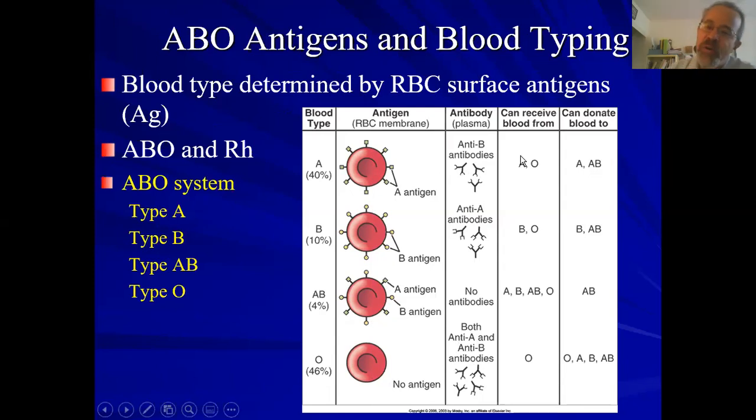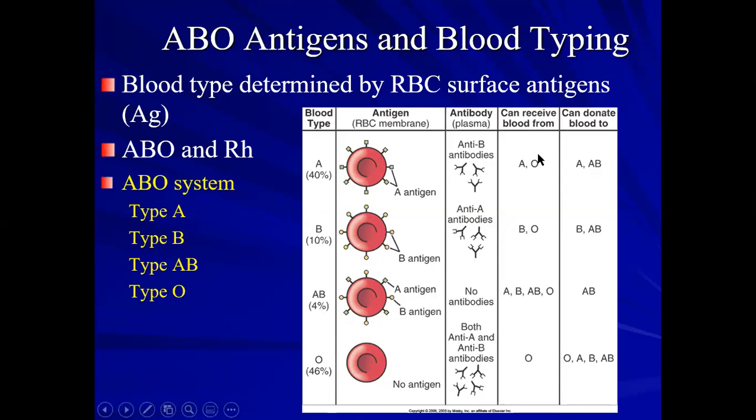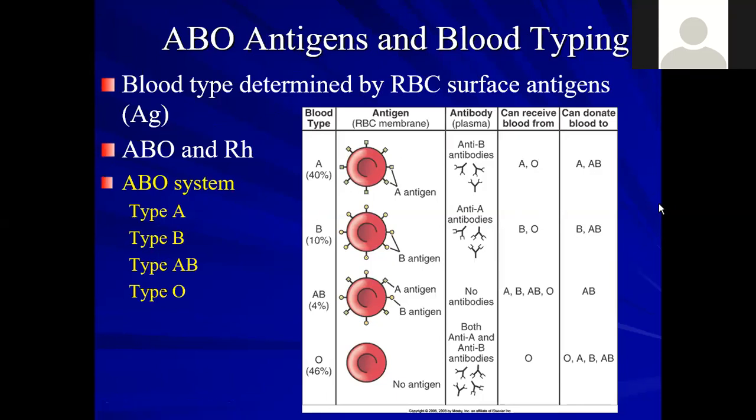So going a little bit further, this explains who we can receive blood from and who we can donate to. For example, if you're type A, you can receive blood from someone who has type A blood, and you can receive blood from someone who's O, who doesn't have any antigens. If you're type B blood, hey, David.